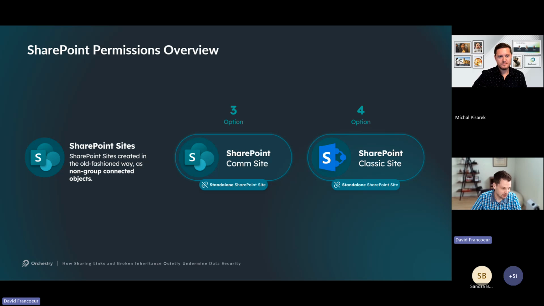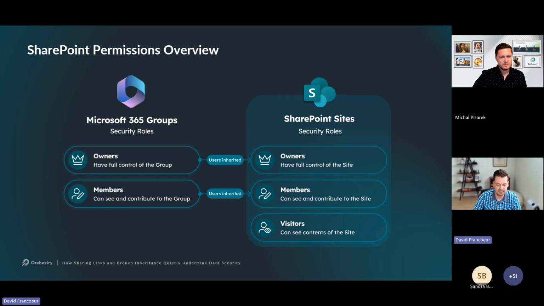We can call them standalone sites or whatever you want to call them, but a communication site in SharePoint has no group, so the permissions can never be managed in the group. They're always going to be managed in the site. And of course, with legacy sites like SharePoint Classic sites, the story there is the same as well, right? So we have group connected objects, we have non-group connected objects, and even with group connected objects, we already have a little bit of misalignment.